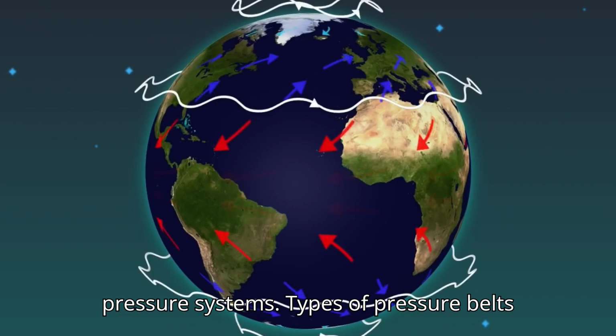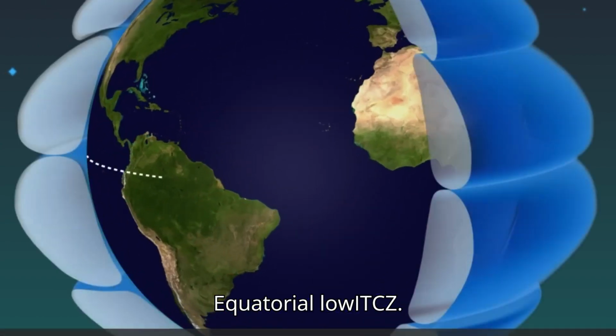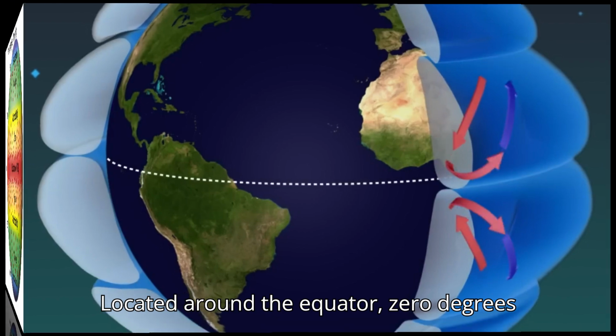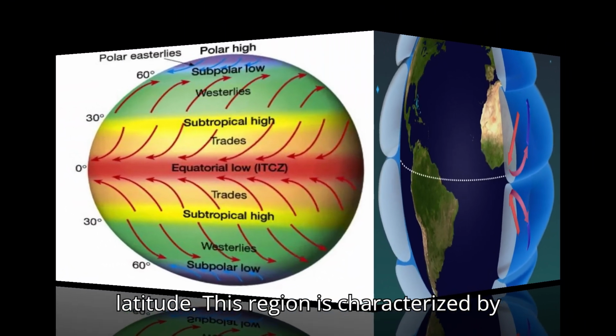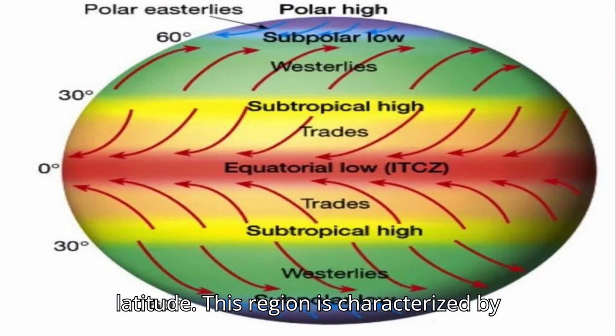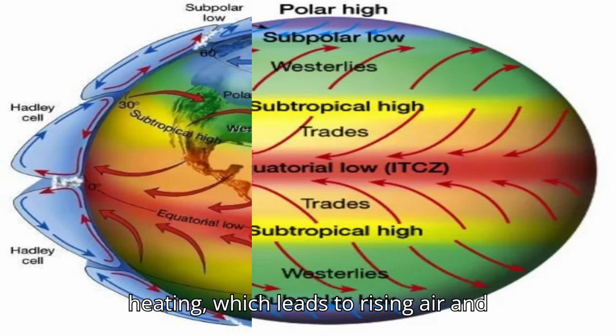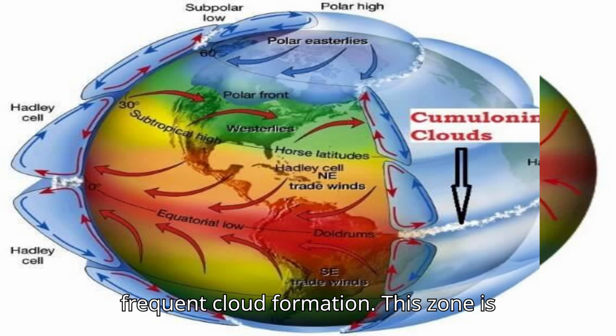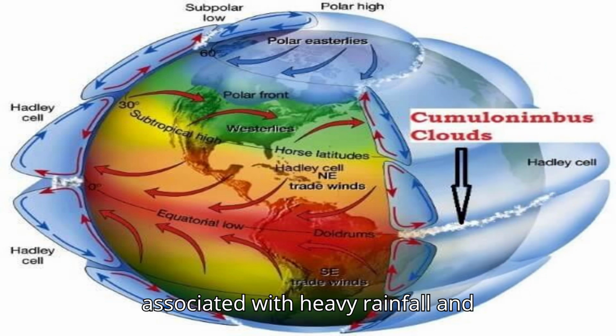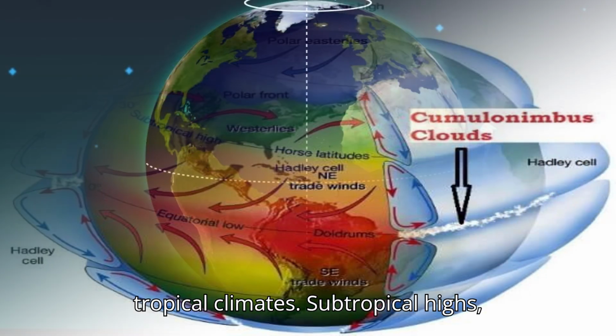Types of pressure belts. Equatorial low, ITCZ. Located around the equator, 0 degrees latitude, this region is characterized by low pressure caused by intense solar heating, which leads to rising air and frequent cloud formation. This zone is associated with heavy rainfall and tropical climates.